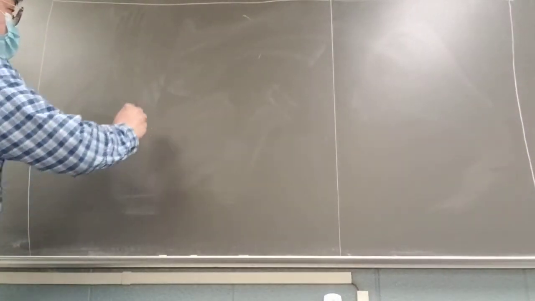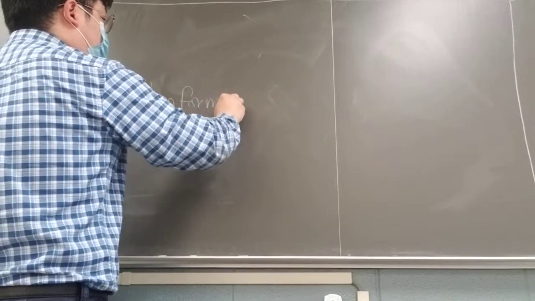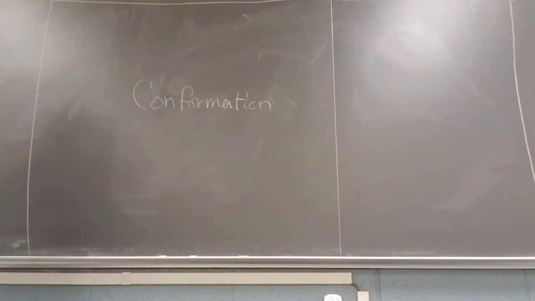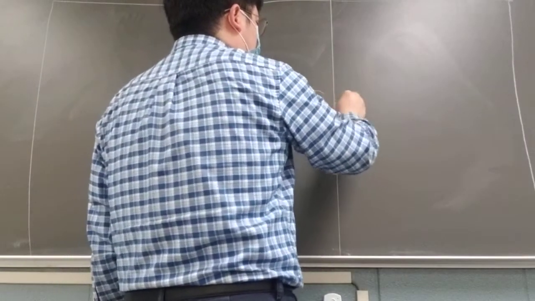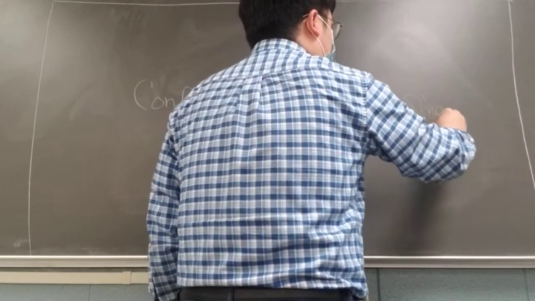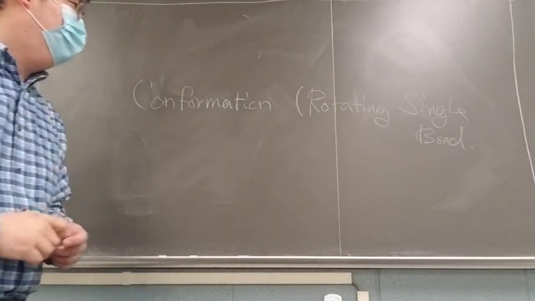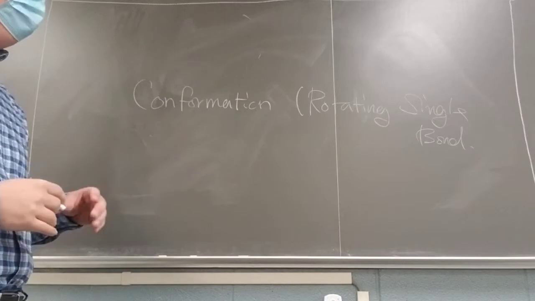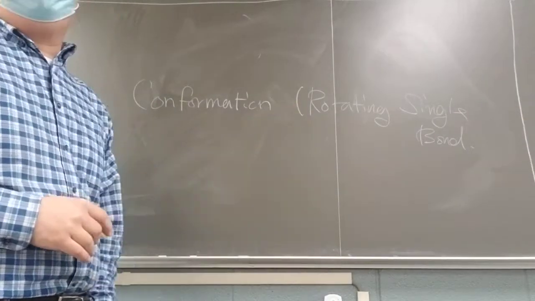So I'm gonna do this again. We learned about the conformation. Conformation simply means this is done by rotating the single bond. So any change that makes a different structure by conformation means they made a difference in the structure of something by just rotating the single bond.